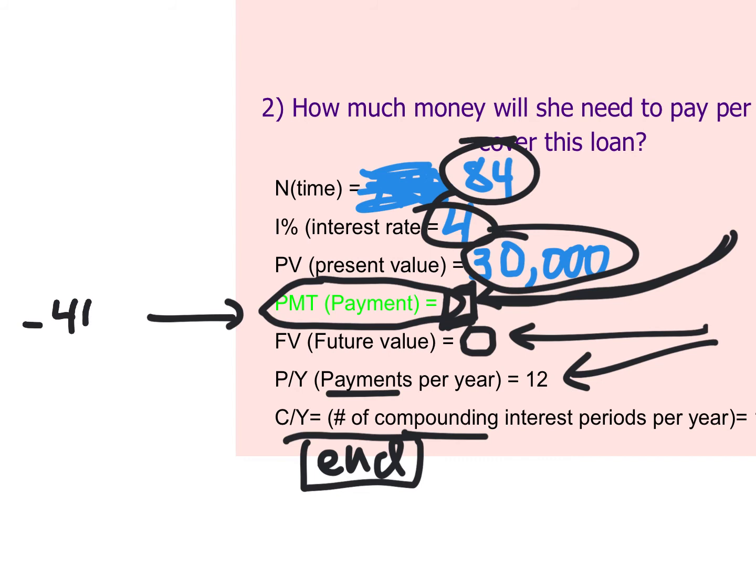Negative 410. Can you explain at all why it's negative? Yep, it's coming out of your money that you had, this big pile of money. Usually we call it a checking account, but you guys don't write checks much anymore.